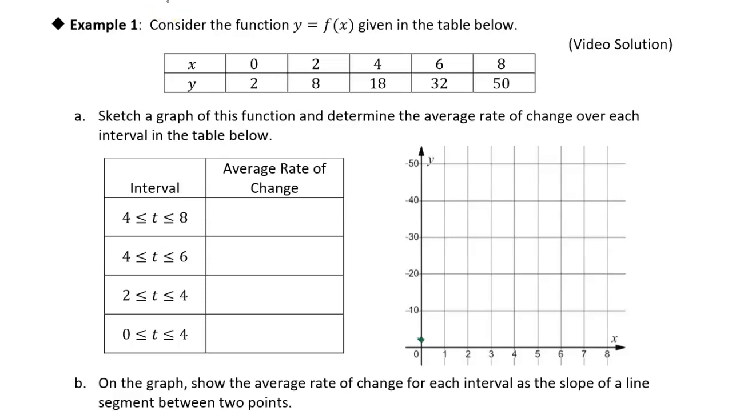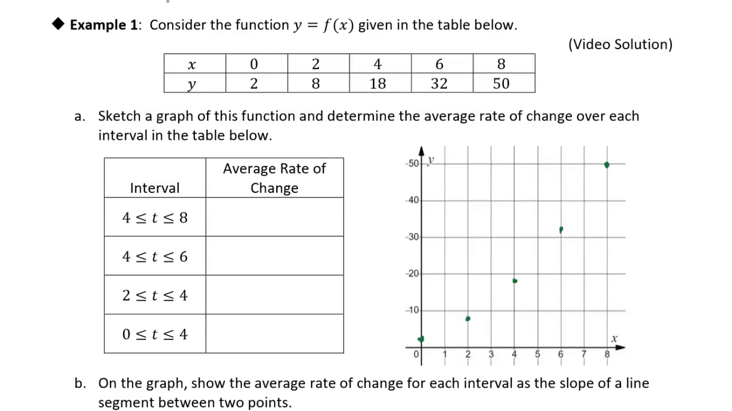It's somewhere around there. Let's say it's about a fifth of the way up to 10. And then when x is 2, y is 8. So we'll put a dot about there. And then when x is 4, y is 18. When x is 6, y is 32. And then when x is 8, y is 50.